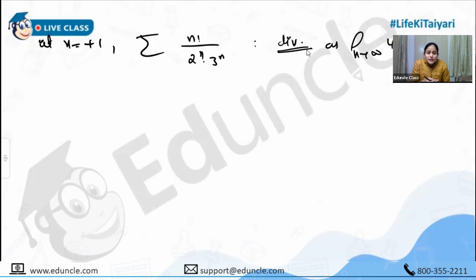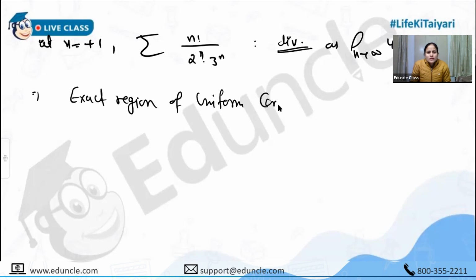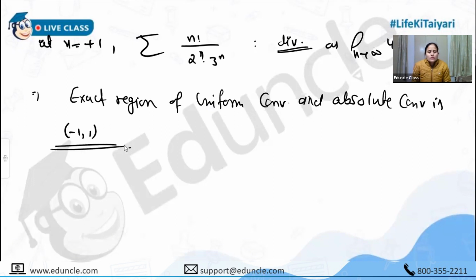It is not convergent, so it will definitely not be absolutely convergent. Right. So this implies the exact region of uniform convergence and absolute convergence is nothing but the open interval -1 to 1. Clear to everyone?